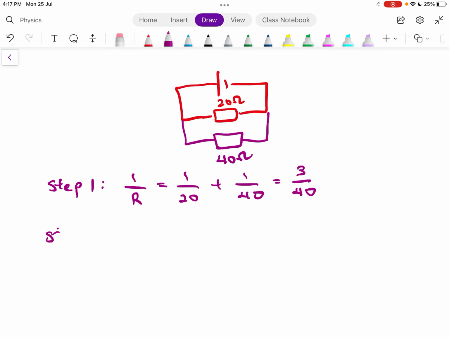Step 2 will be flipping, so R is equal to 40 divided by 3. So 40 divided by 3 is roughly 13.3, around there. So we have a total resistance of 13.3 ohm. That is how we calculate the total resistance in a parallel circuit.